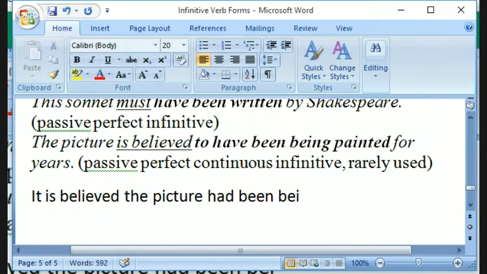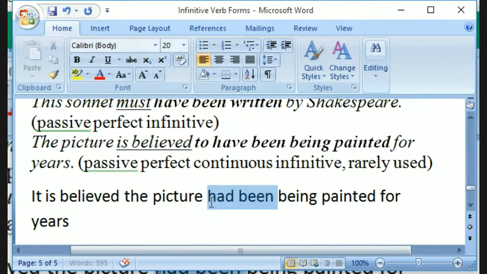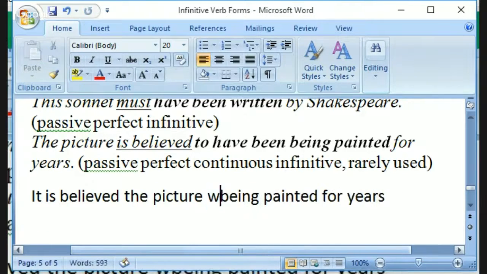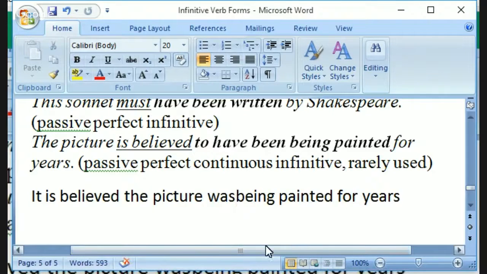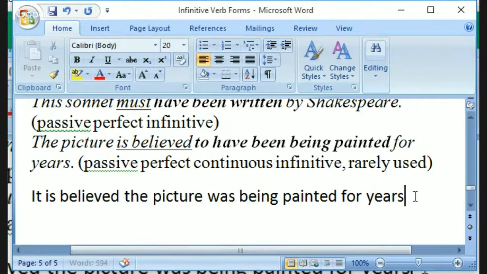I've been being painted. Painted for years. It is believed the picture had been being painted for years. Can't be have been. That doesn't make sense. Was being painted. This also might work. Was being painted. Oh, yeah. That is a little simpler. Yeah, that's probably the best one.